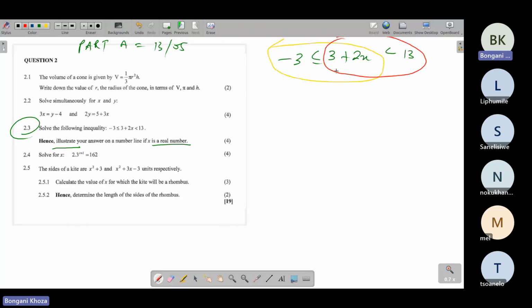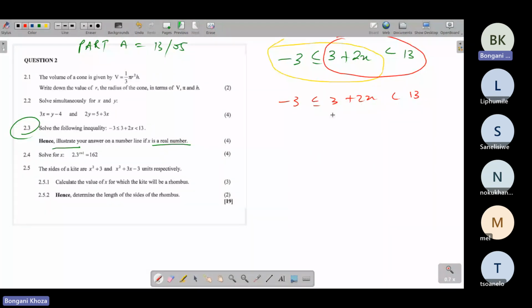So whatever you do to this side, you also do to that side. So this, you would say I'm having -3 is less than or equal to 3 plus 2x, which is less than 13. So I'm solving for x.